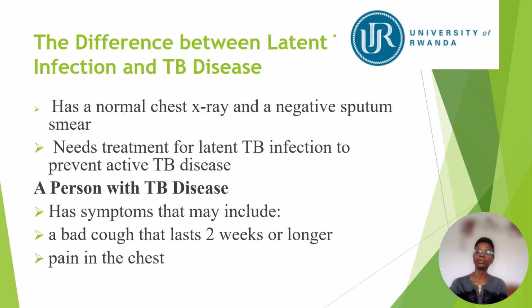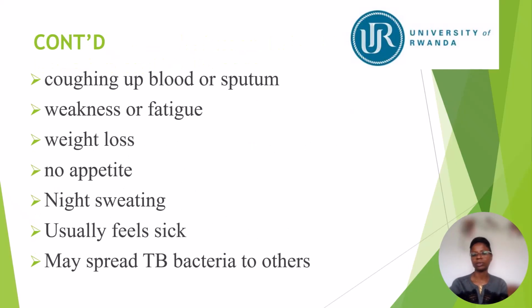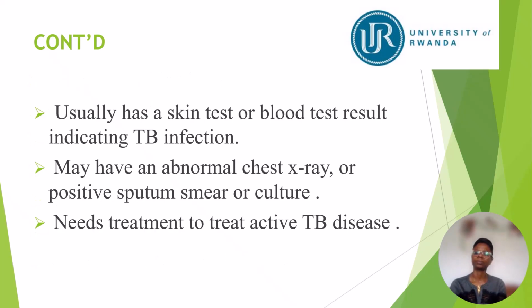A person with TB disease has signs and symptoms as usual: a bad cough that lasts at least 2 weeks or more. They also have chest pain. They have hemoptysis, meaning they cough up blood. They have fatigue, weight loss, no appetite, night sweating, and usually they are sick. Those people can spread TB bacteria to others. Usually, they have a skin test and blood test result indicating TB infection. They have an abnormal chest X-ray or positive sputum smear or culture. Those people need treatment for the active disease.